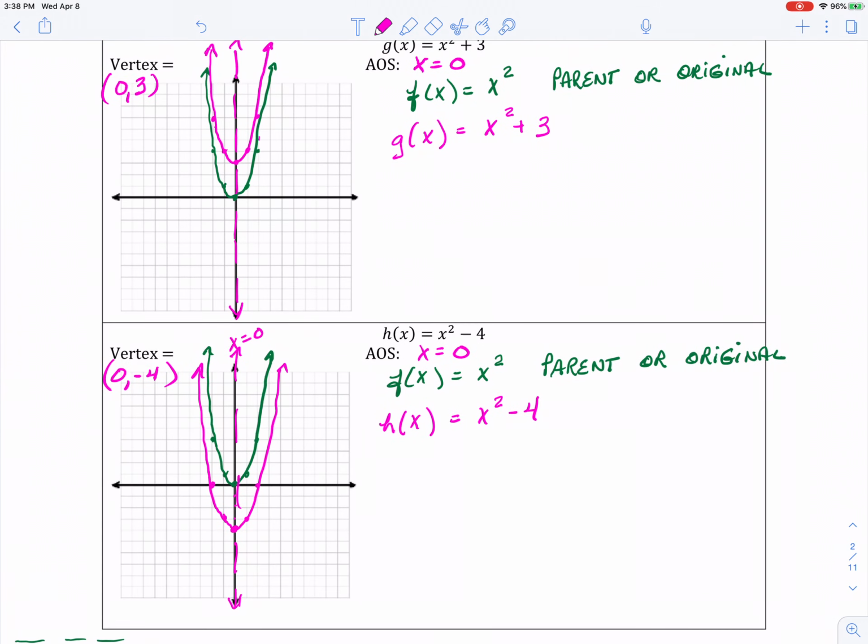All right, so it looks like that's where I wanted to stop for our first exercise in learning how to graph these.